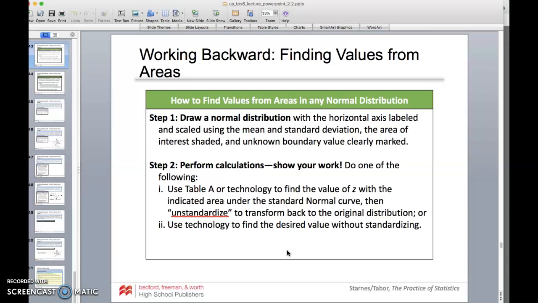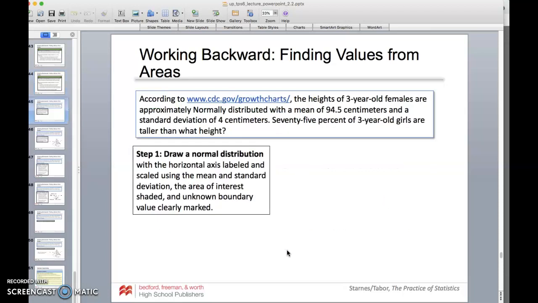Okay, we use that Table A or technology, and we can unstandardize that score, and then of course we could always use technology to find that without even standardizing. And again, make sure to answer the question that's being asked.